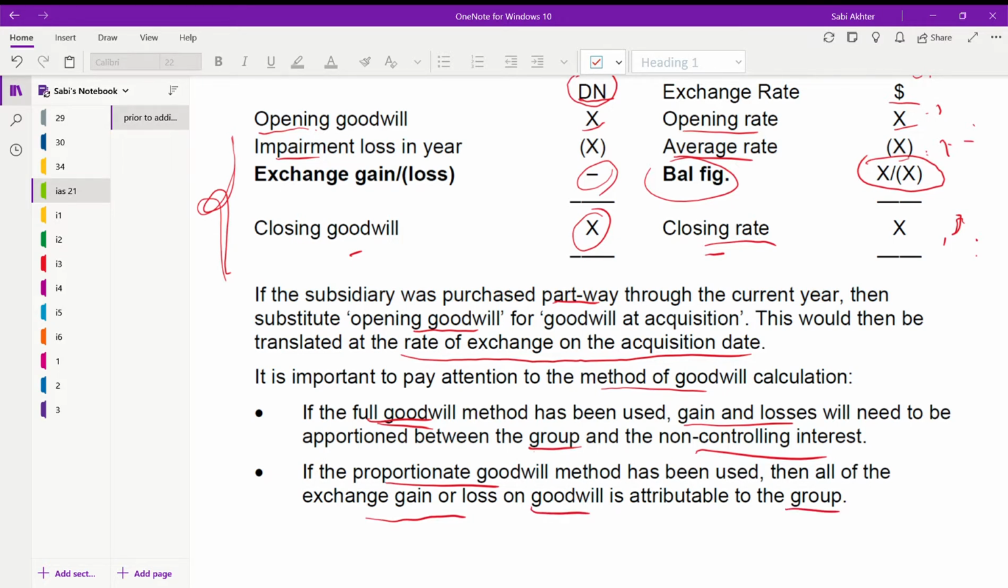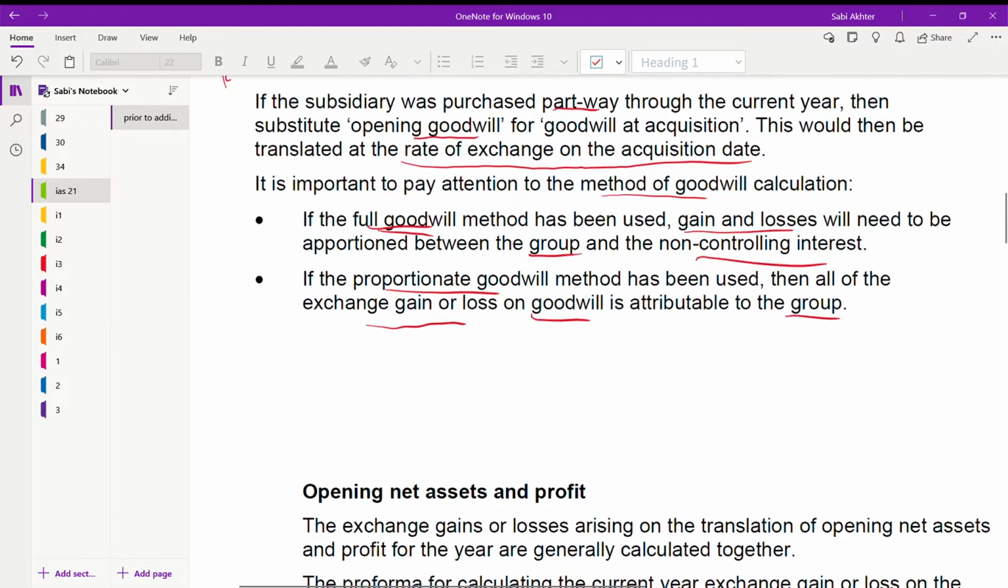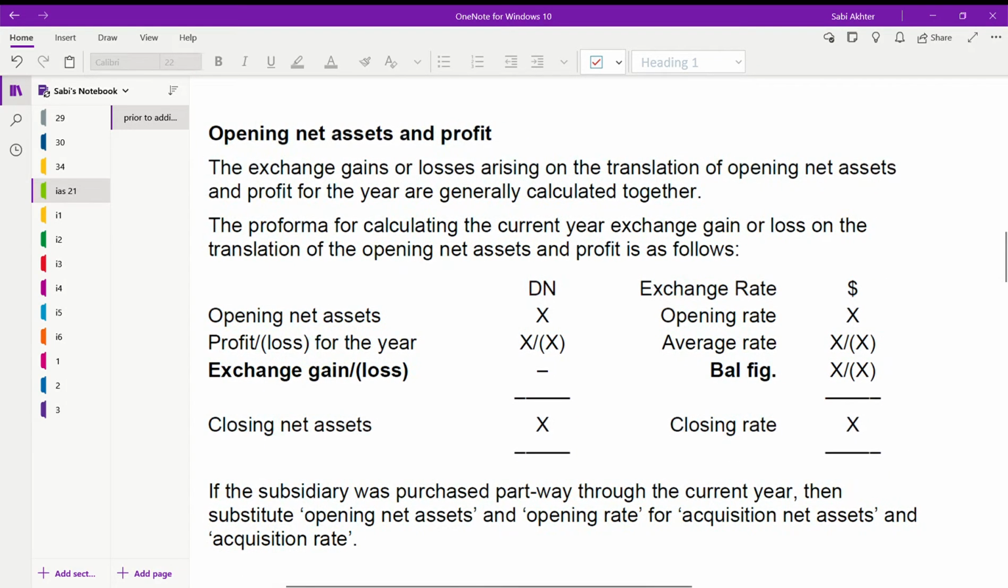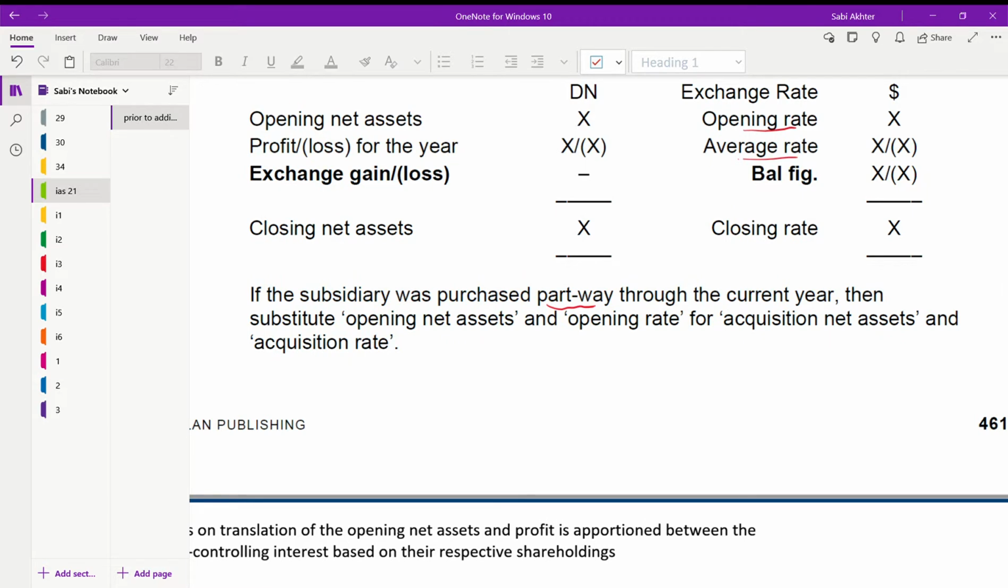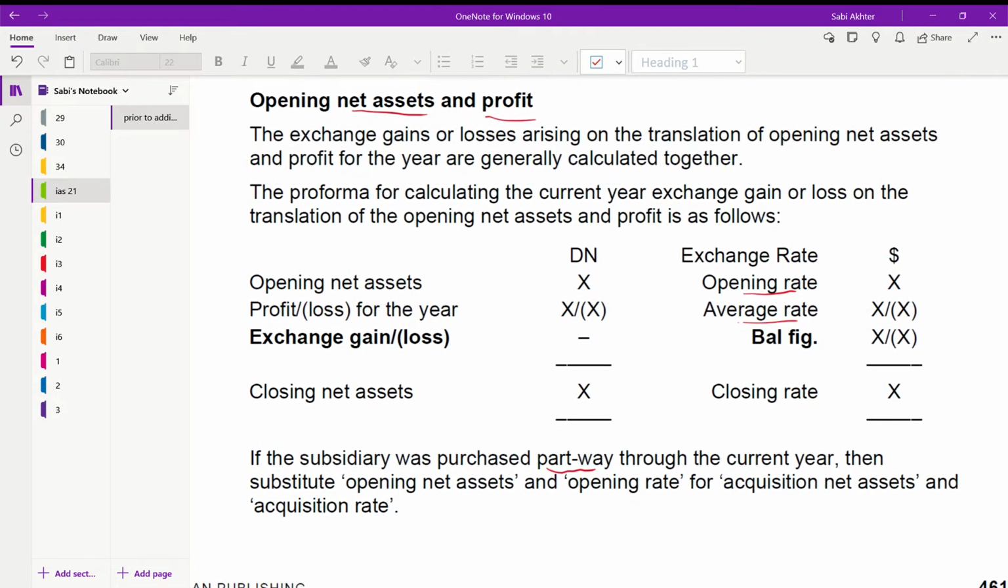The same thing is repeated for net assets and profit. This pro forma is there for net assets and profit as well. I don't have to repeat it, it's just a repetition. The only change is that this is net assets and profit. For net assets it is the opening rate, and for the profit it is the average rate. That's the only difference. And here also, if the subsidiary was acquired part way, you have to use not the opening rate but the rate at the date of acquisition. If they don't give you any rate for the date of acquisition, then use the opening date rate, even if it's part way.